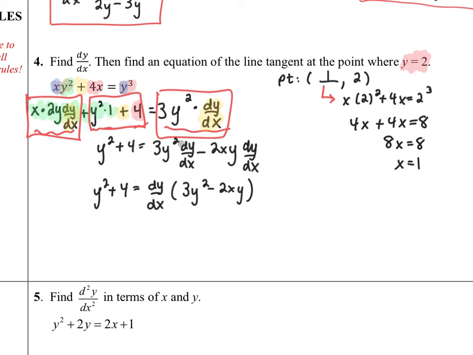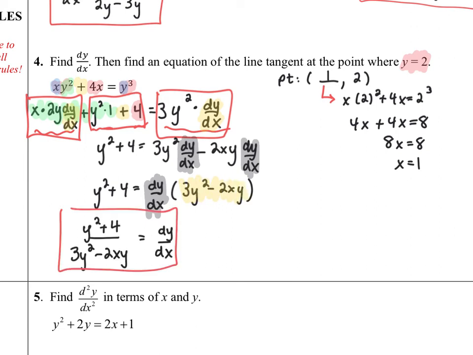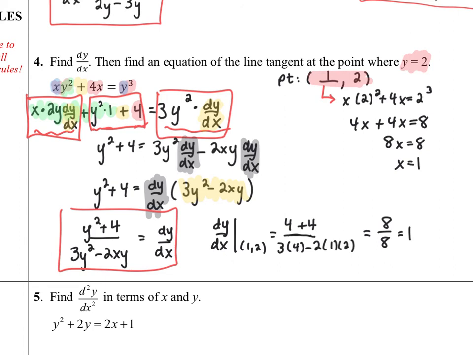So I grouped my dy dx terms here on the right side, and since they had that dy dx in common, I factored it out. And now all I have to do is divide by the 3y squared minus 2xy, and I'm there. So this dy dx equation is going to help me find my slope, and the point that I'm going to plug in is this one I found up here, 1, 2. And when I plug my point in, I find that my slope is 1.